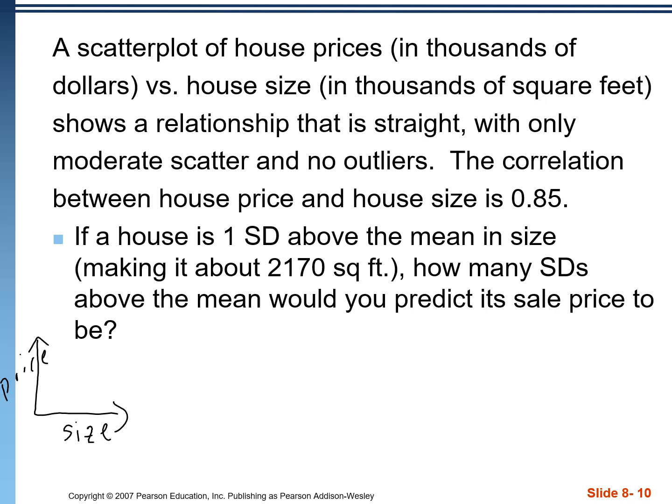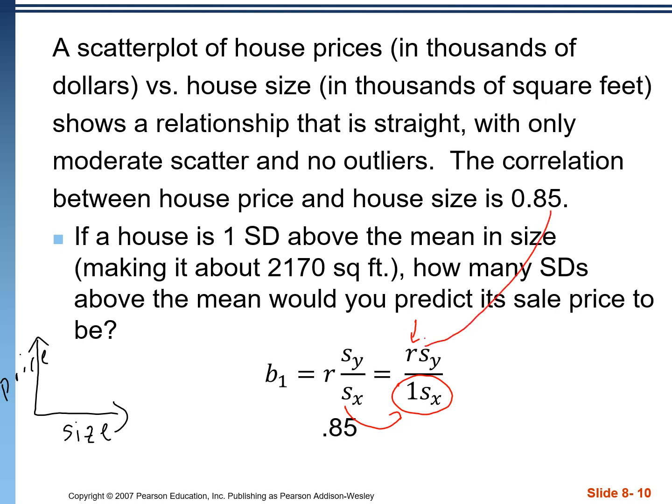All right, so if a house is 1 standard deviation above the mean size, how many standard deviations above the mean would you predict its sale price to be? This goes back to this equation on slope, r times the standard deviation of y over standard deviation of x. Thought of another way, every 1 standard deviation we move in the x direction, we're going to move r standard deviations in the y direction. So if we're 1 standard deviation above the mean in the x direction, we would be 0.85, which is the correlation value, standard deviations above the mean in the y direction.